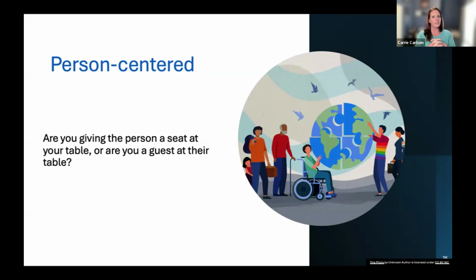And this is person-centered. It says, are you giving the person a seat at your table? Are you a guest at their table?